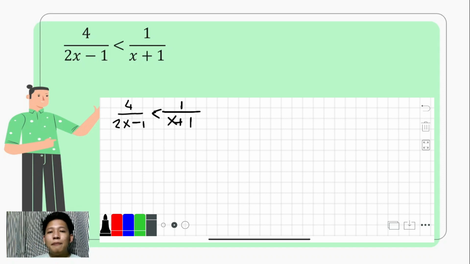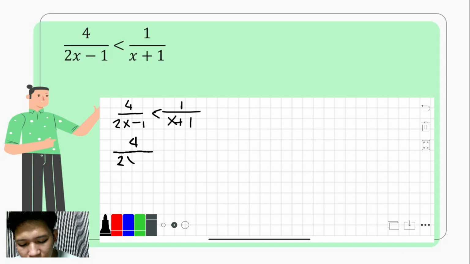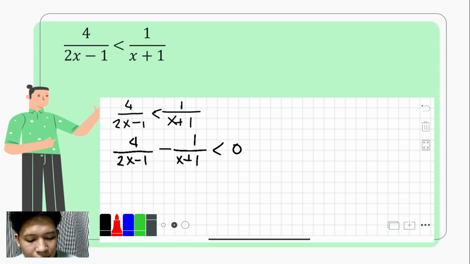So, yung ating step number 1 is for us to rewrite it as a single fraction on one side. Ibig sabihin, ililipat po natin sa kabila para maging 0 yung nasa kabilang side. So, we have here 4 over 2x minus 1 minus 1 over x plus 1 is less than 0, kaya naging minus nung nilipat natin. Nasatisfy na po natin yung unang condition na 0 dapat yung nasa kabila. But, we still have another condition na kailangan single fraction.